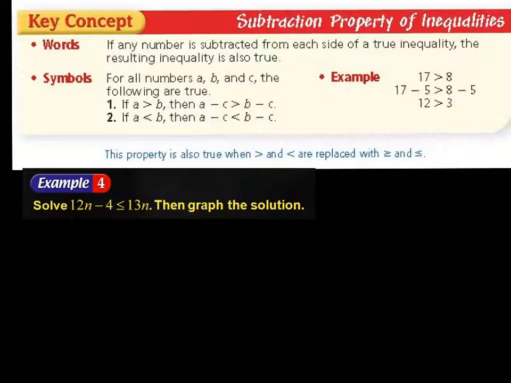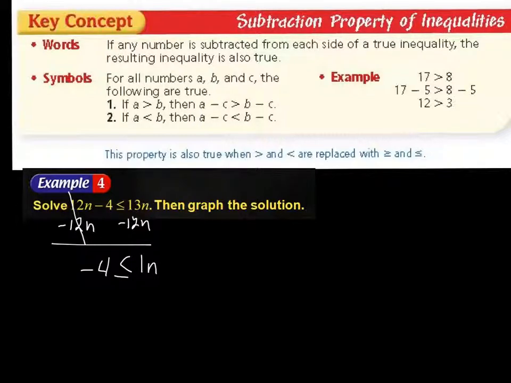What if they put the variable on both sides? Well, then we're going to put it on one side. So for this one, I'd want to subtract 12n from both sides of the inequality. So I have negative 12 minus 12 is no n, so I have negative 4 is less than or equal to 13n minus 12n is 1n, which we don't normally write the 1.